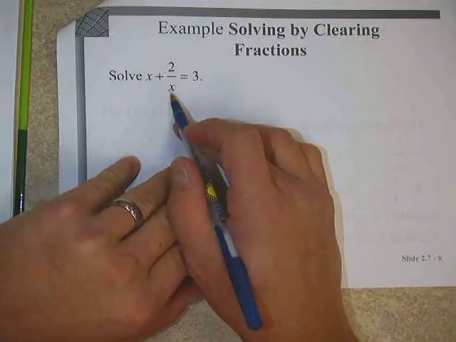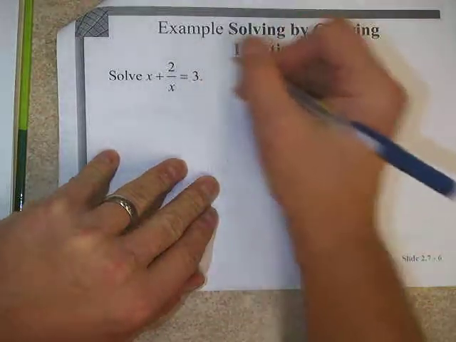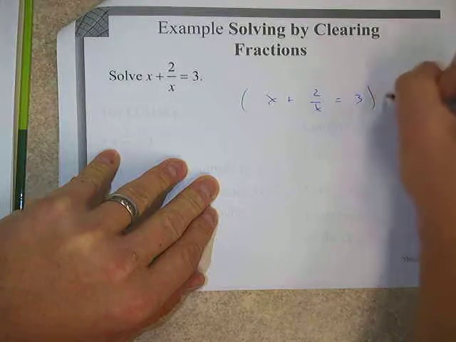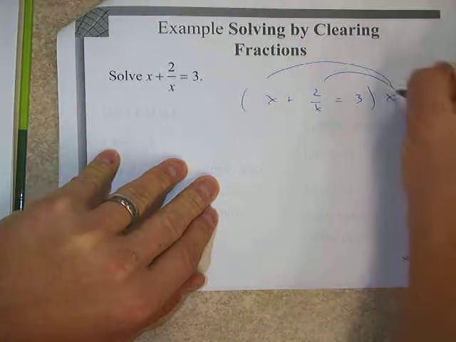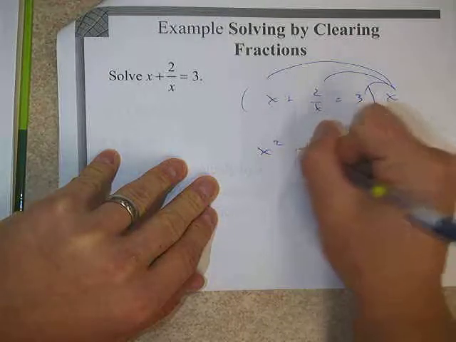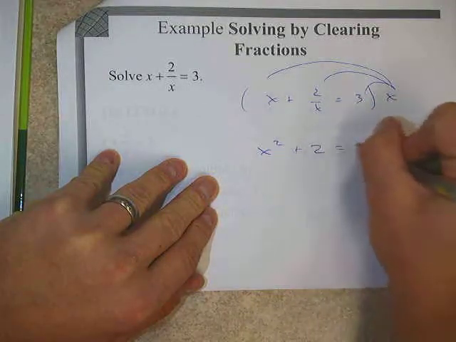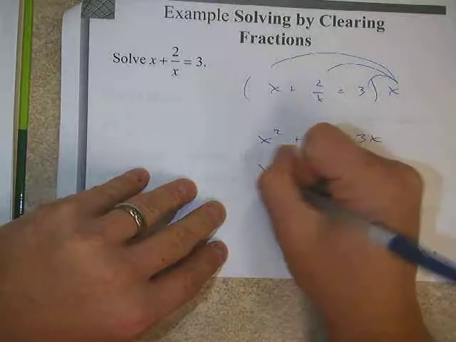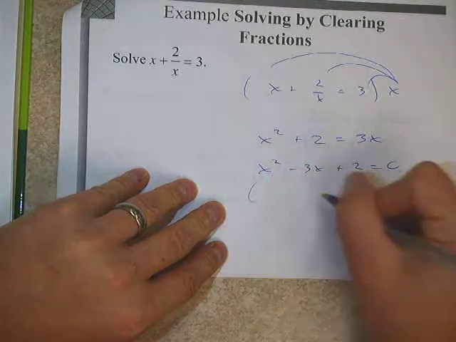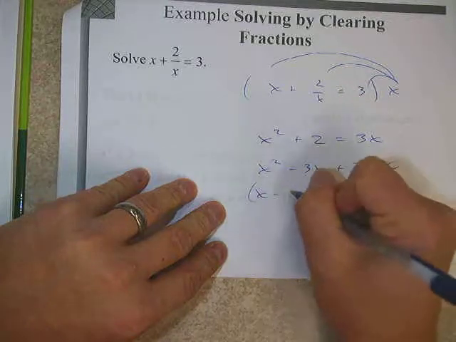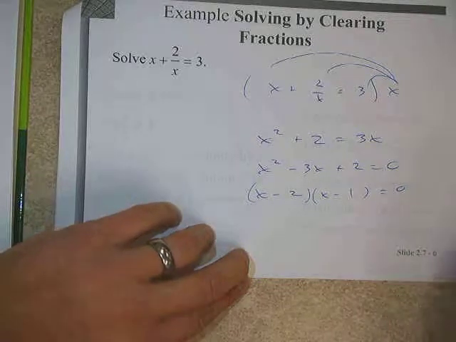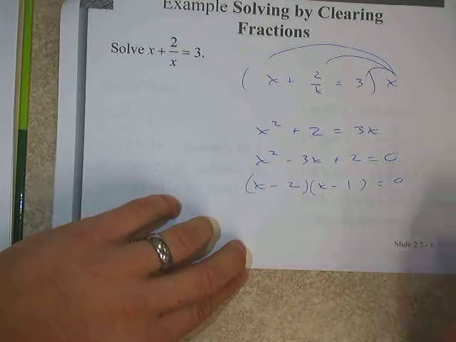Alright, let's take a look at another one. See how this one turns out. We have another rational equation. This one still has only one fraction in it, so the common denominator is going to be easy to find in this case because it's just simply x. And then if we multiply x times each of the parts, x times x is x squared, 2 over x times x is 2, and then 3x here. So x squared minus 3x plus 2 equals 0.